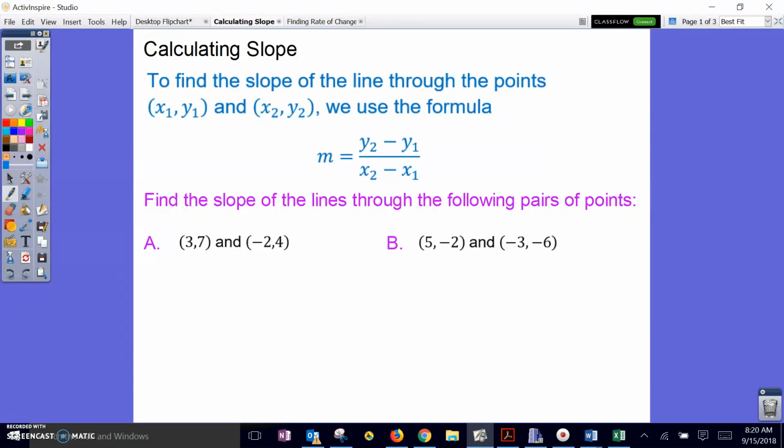Alright, welcome back everybody. In this video we're going to talk about calculating slope, which is a concept I'm sure you've all seen many times before. We start with just the definition of the slope formula.